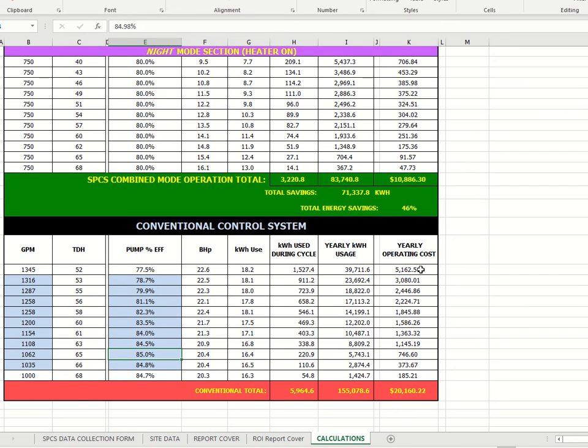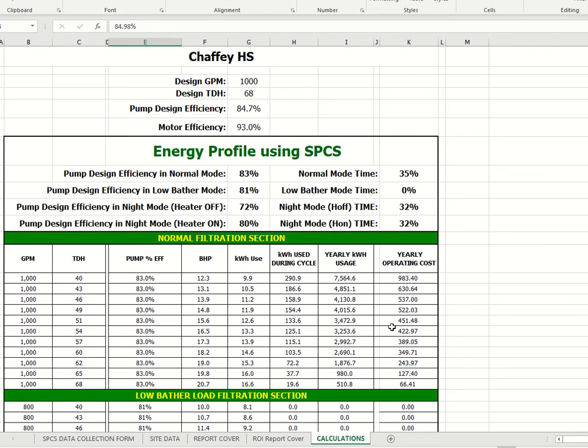We can take a look and see this unit looks like it saves about 46% of the annual energy cost. The conventional totals give you kilowatts used during the typical backwash cycle, what it looks like per year, and what the yearly operating costs are based on the kilowatt hours and the cost per kilowatt hour. So in the next video, we're going to look at those special situations on how to adjust this if the customer comes back and says, yes, this is beautiful, except I know that my energy cost does not exceed this amount. That'll be the next one.